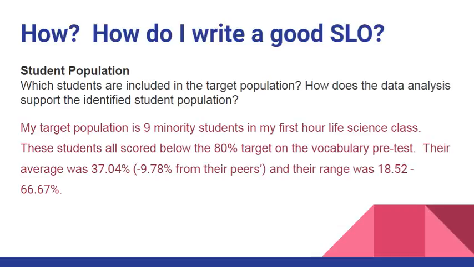So the student population I described earlier is those 9 minority students in my first hour life science class, and I want them to achieve an 80%, and so far they have not achieved that. Right now they are a little less than 10% below their non-minority peers, and so I have some work to do.